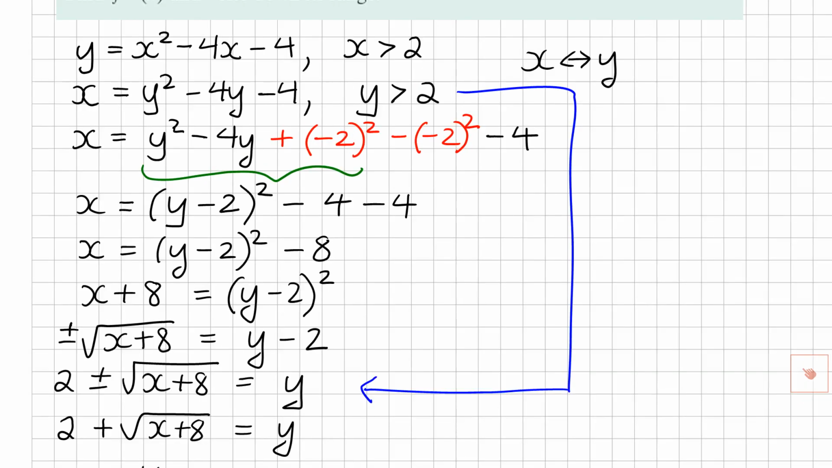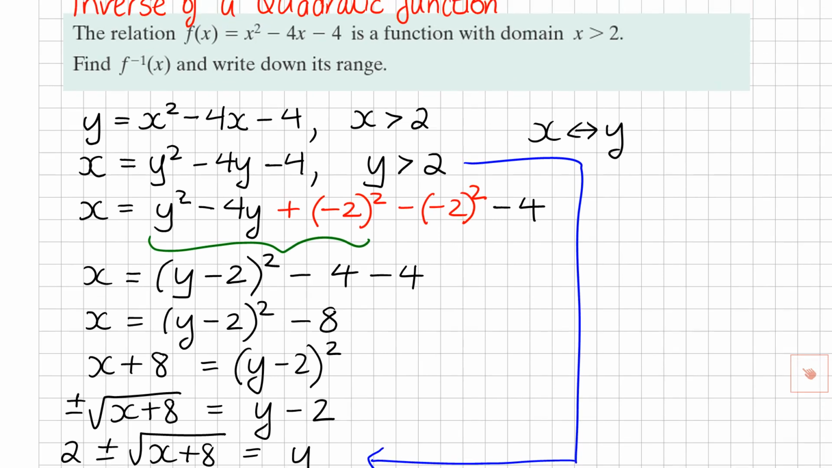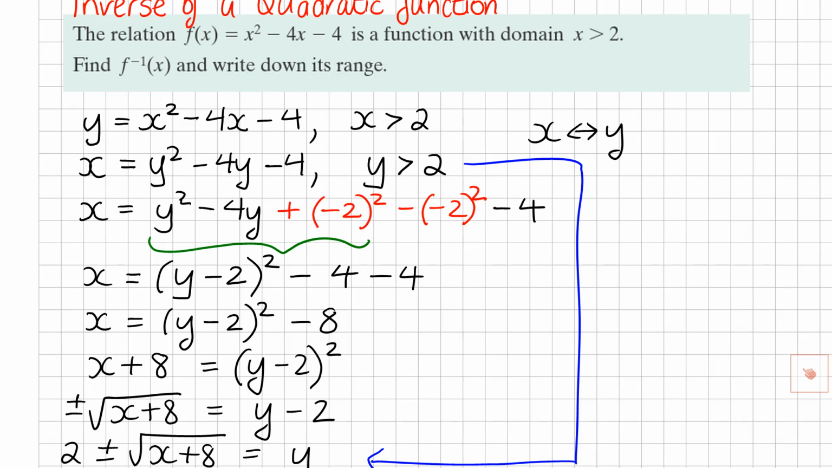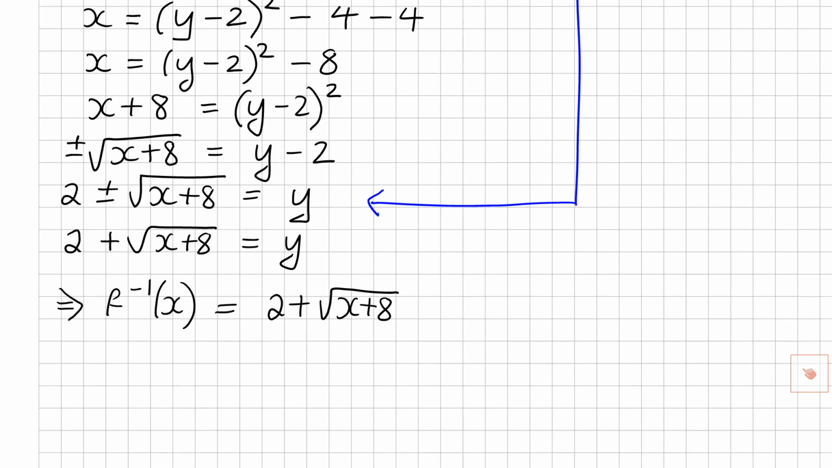Now, the question also asked us, it has a domain where x is greater than 2. It says, and write down the range of the inverse function. Now, I've actually written that already, because if we look up here, the domain was x greater than 2, but when we swapped the x's and y's, we got that y's must be greater than 2, because what was the domain now becomes the range when we swap out. So this implies that the range is y greater than 2, because what was the domain has now become the range.